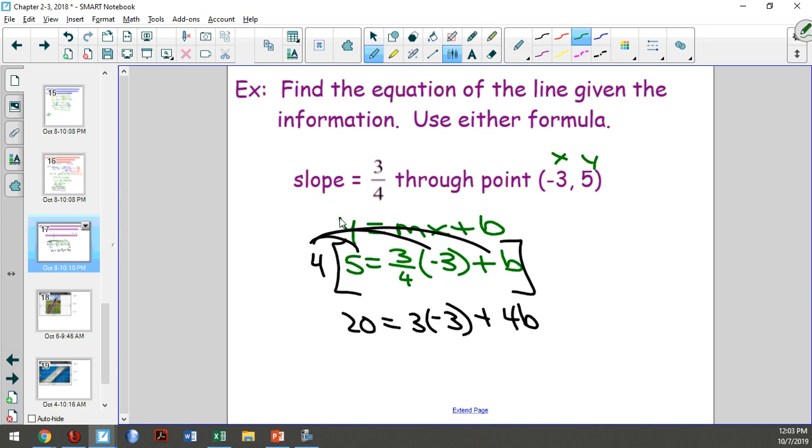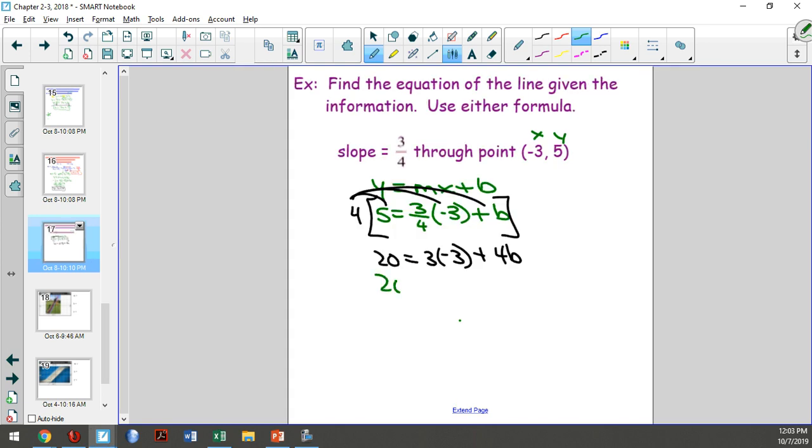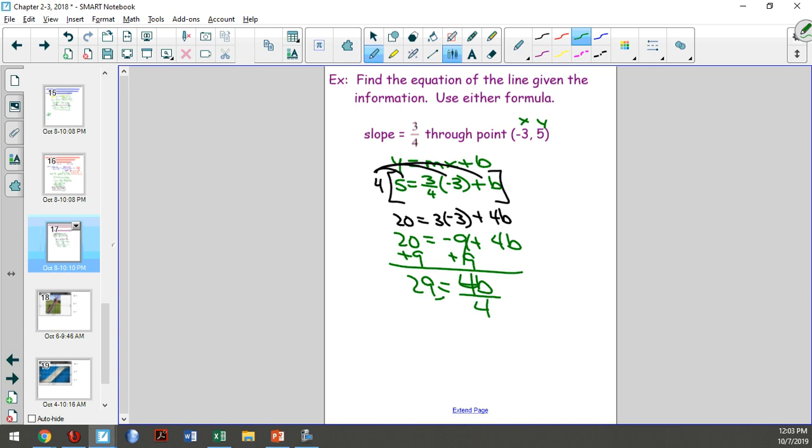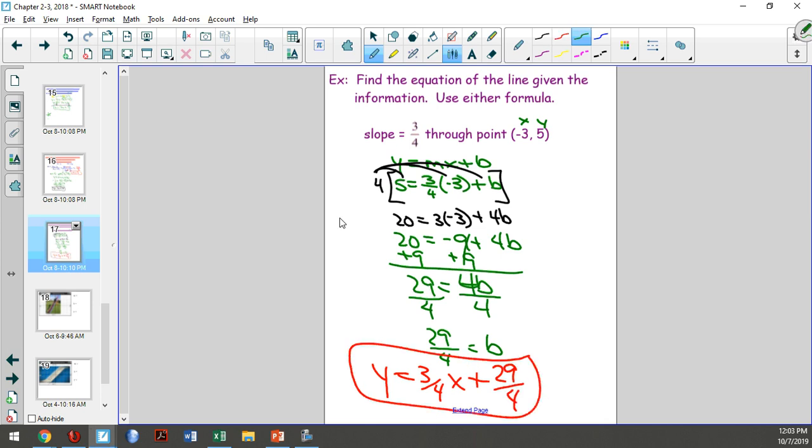What is 3 times negative 3? Yes, it is. Now what? Add the 9. 29 is equal to 4b. Divide by 4. So now what is my equation? Y equals 3/4 x plus 29 over 4. I don't have to put it as a mixed number. Just leave it as an improper fraction. We good?